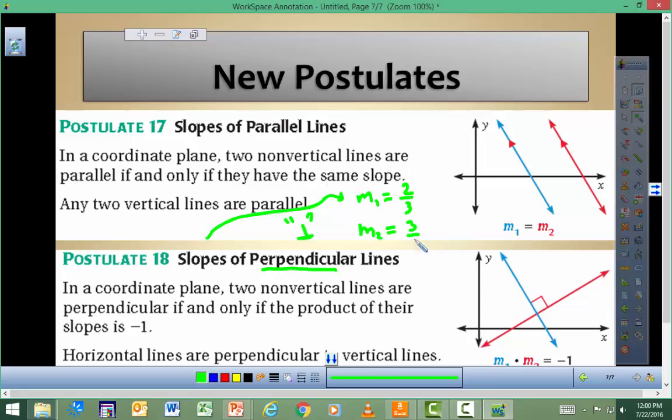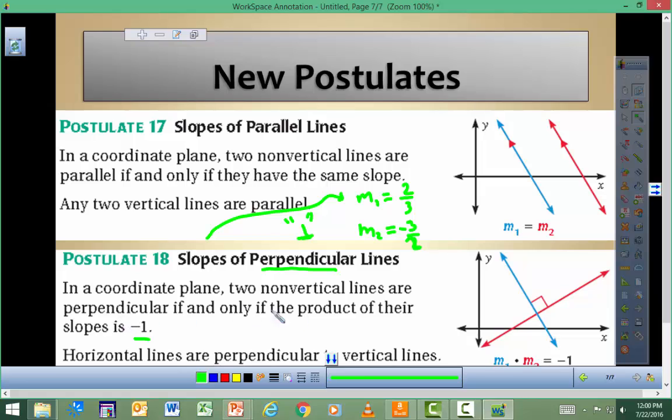Oh, but there's just one extra thing. One of these has to be negative, because they said the product is -1. The only way to get a product of -1 is if one of these is negative. So if you started out with a positive one, then you need to make the other one negative. And likewise, if this one were negative, you'd have to make this one positive.